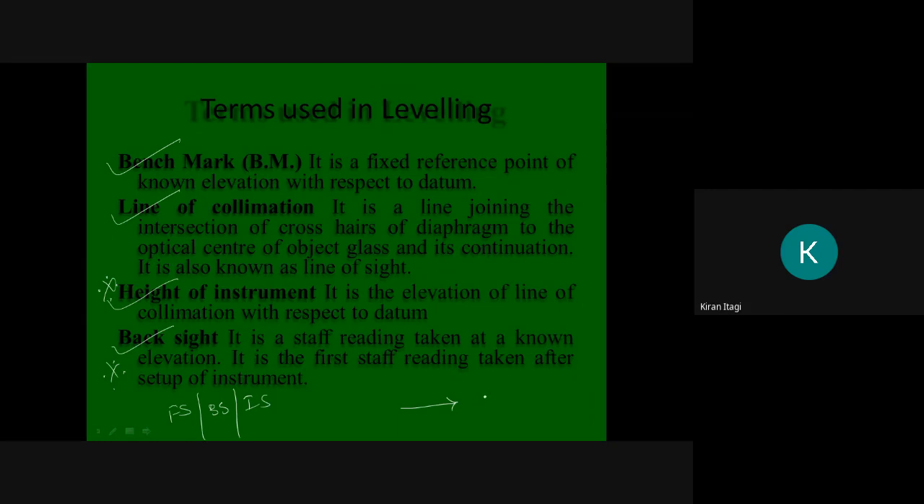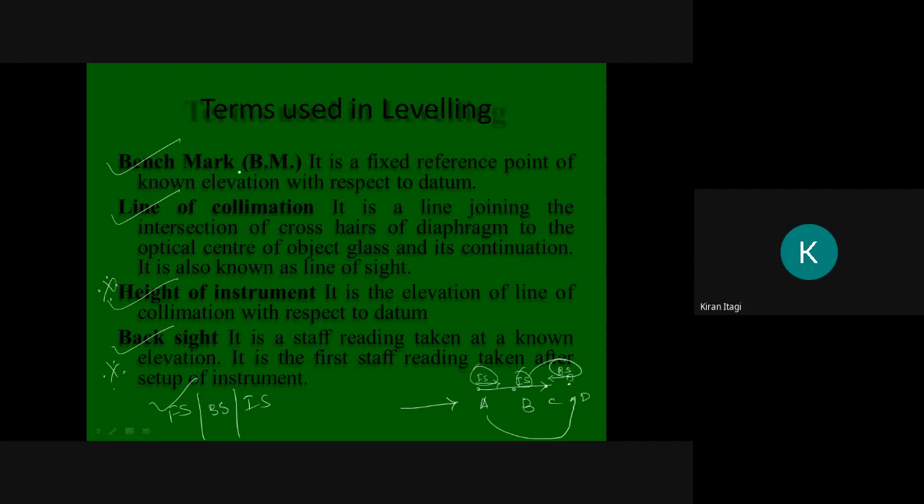Intermediate sight: suppose there are points A, B, C, D. From A, I am seeing B, this will be the foresight. From A, if I see C, it will be the intermediate sight. And if I shift my instrument to D, and take a reading towards C, it will be backsight. So: backsight, foresight, intermediate sight, and backsight. These are also most important.